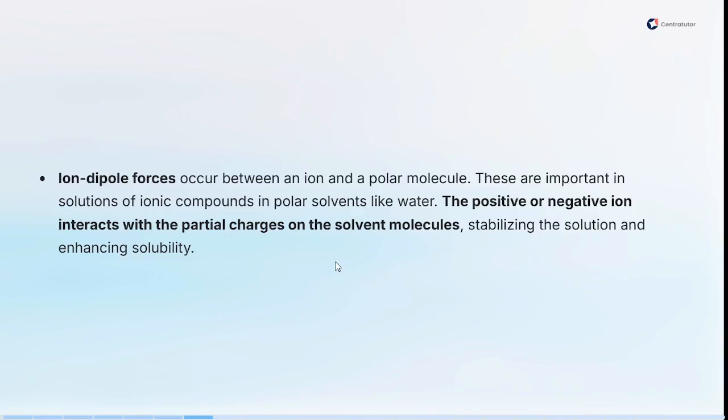When we have this kind of mixture, where we have an ion and a polar molecule, there is a kind of dissociation that happens where the positive or negative ion interacts with the partial charges on the polar solvent molecule. The negative or positive ends of the sodium or chloride would attract to the positive and negative portions of the hydrogen and oxygen in the water molecule, stabilizing the solution and enhancing solubility between the two compounds. So let's see.